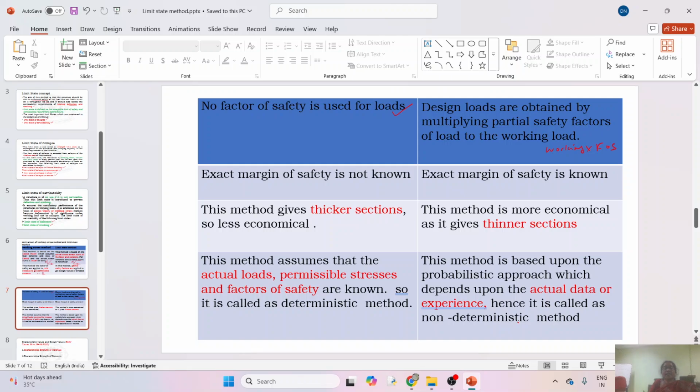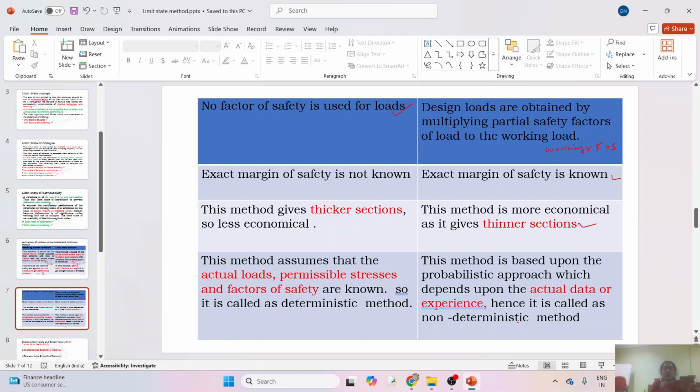Then next one, exact margin of safety is not known in the working stress method. In case of the limit state method, exact margin of safety is known. The next one is, this method gives a thicker section, so less economical, but the limit state method gives thinner sections, so economical sections. We have designed by using this method more economical sections.